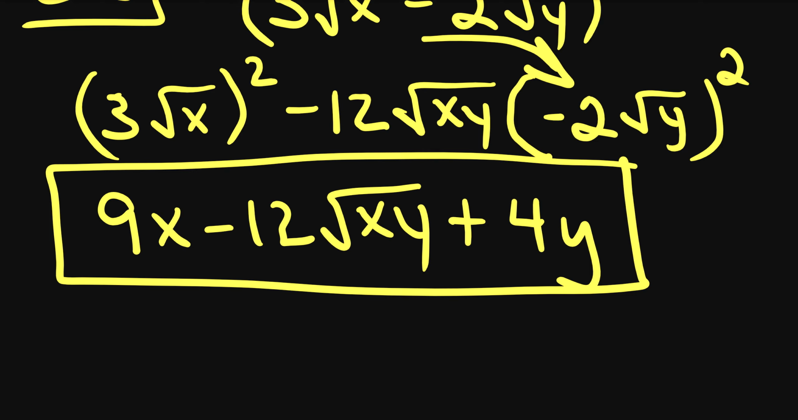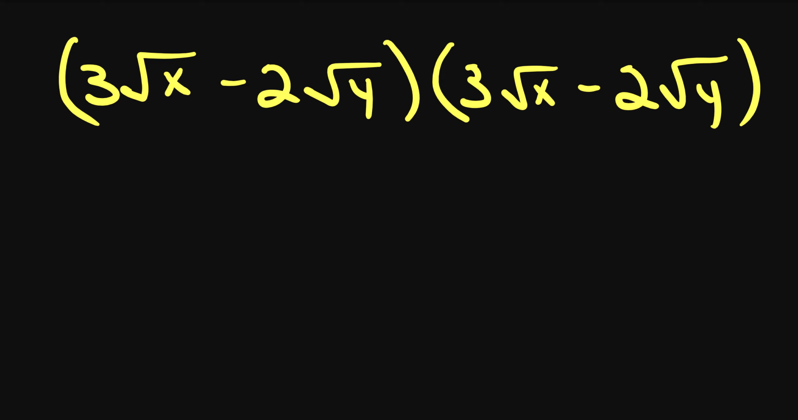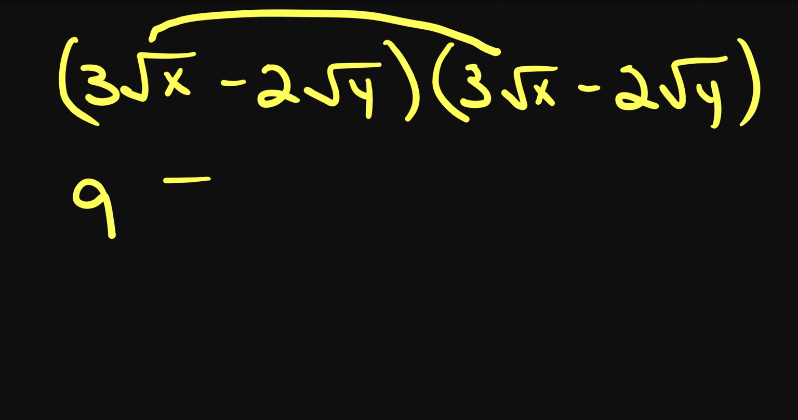Okay, next problem. No, not the next problem. I want to expand this and do the FOIL method for that same problem. All right, so for the first of the FOIL, 3 times 3 is 9. Root x times root x is, how shall I say it, the square root of x squared. I want to be sure on this, that's why I'm writing this up as the square root of x squared. All right, so that's the first.